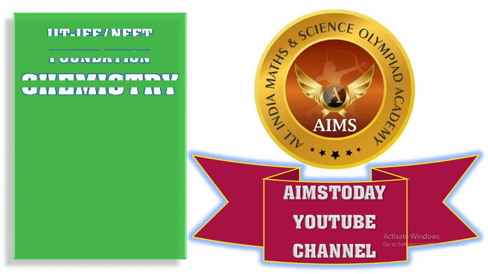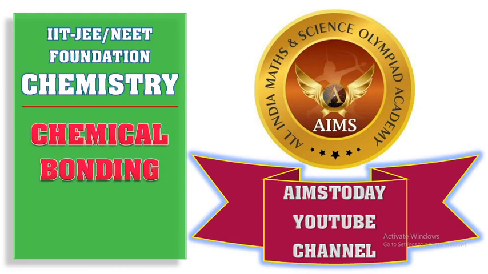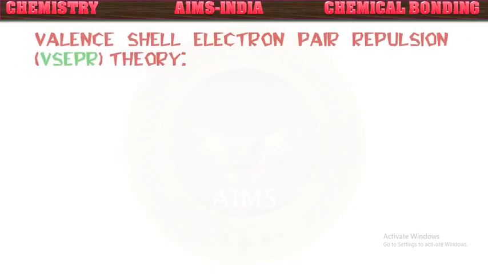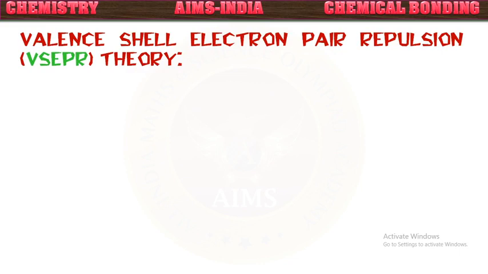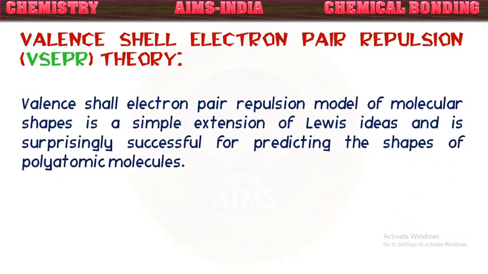In this video, we are going to discuss the IIT-JEE NEET Foundation Chemistry Chemical Bonding chapter. From that, the valence shell electron pair repulsion theory. This valence shell electron pair repulsion theory is simply called VSEPR theory.